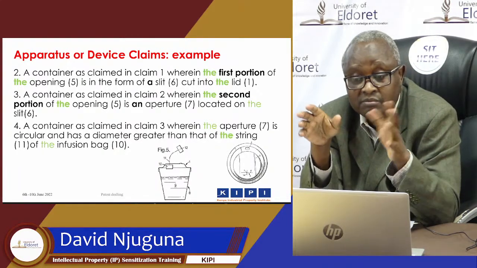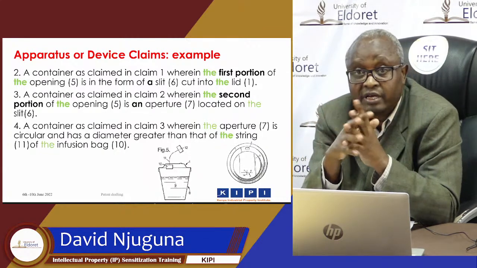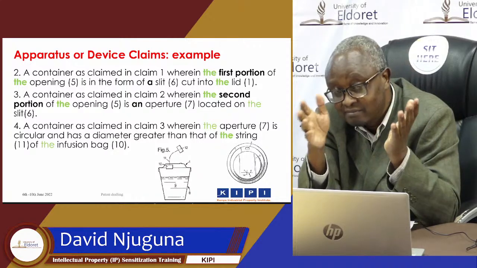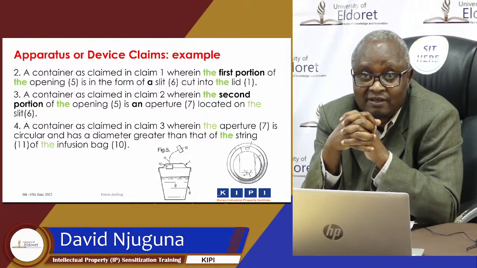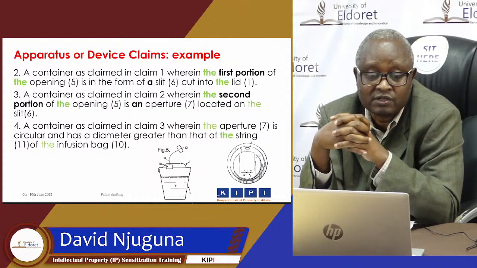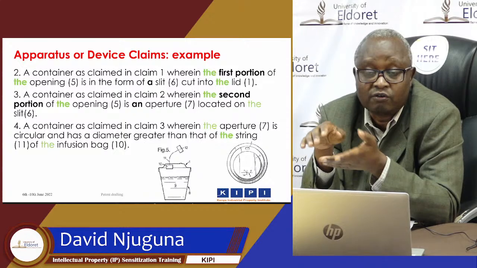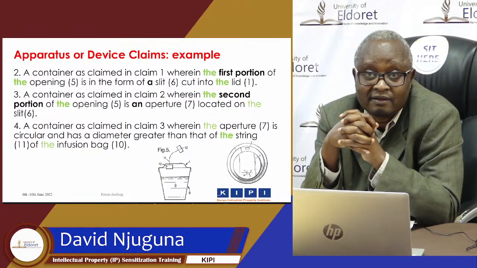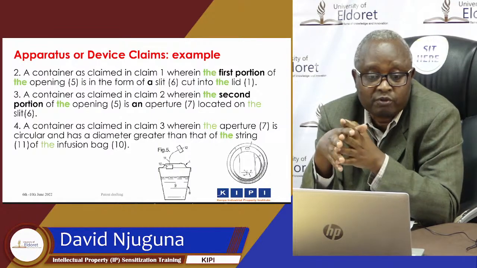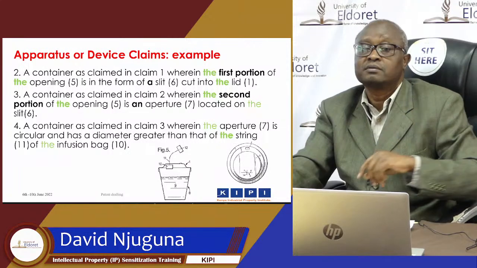So if somebody makes something that is not circular, the aperture is not circular, there will be a debate whether the person is infringing. But like my colleague said, it's about the inventive concept. Yeah, how much has the person taken from what is patented, and has a diameter greater than that of the string. Yeah, again, you are limiting the scope of your protection of the infusion bag. And basically, this is the way you do the claims.